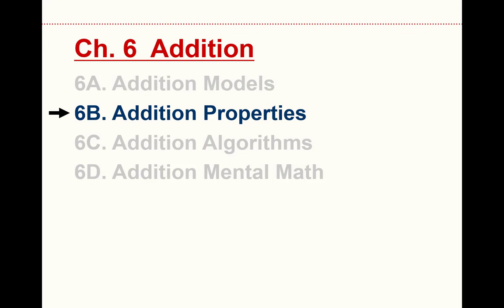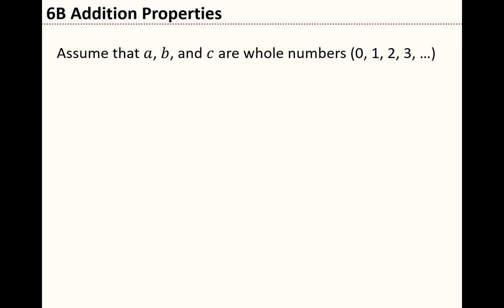Welcome back. We are continuing our way through Chapter 6, Addition, and today we discuss 6b, Addition Properties. There are 4 properties of addition that I will talk about. So first of all, let's assume that A, B, and C are whole numbers. No fractions, no decimals, just whole numbers, 0, 1, 2, 3, and on.